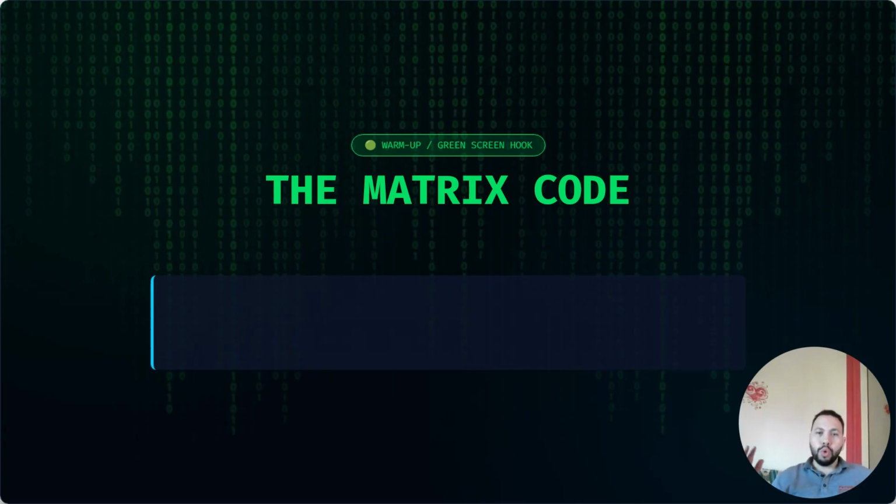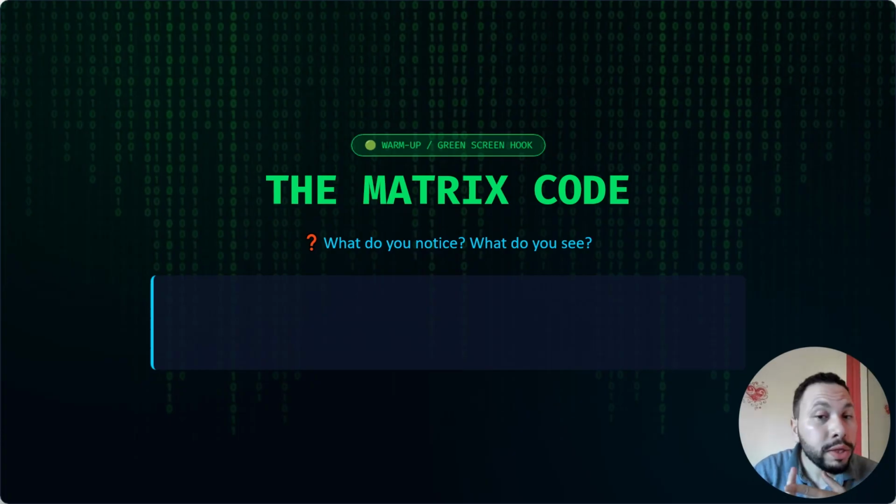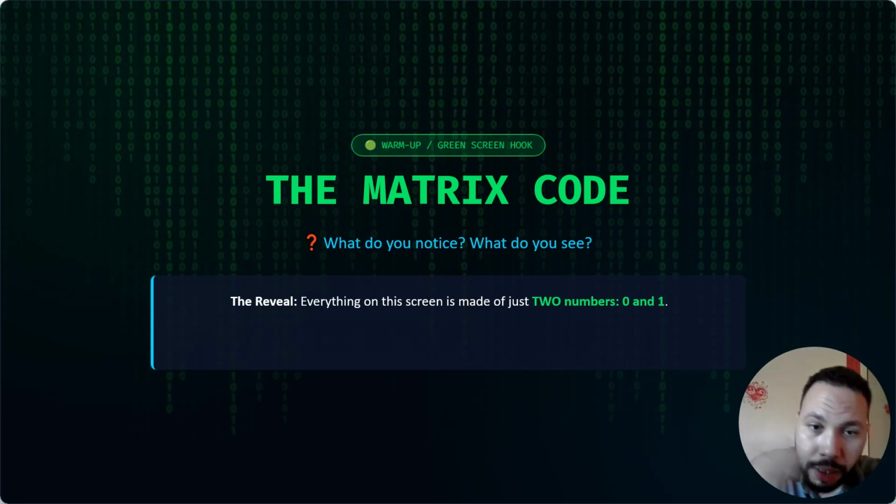So we have something called the matrix code from the background. We have here a question. What do you notice or what do you see? Exactly. You see everything on this screen is made of two numbers, 0 and 1.